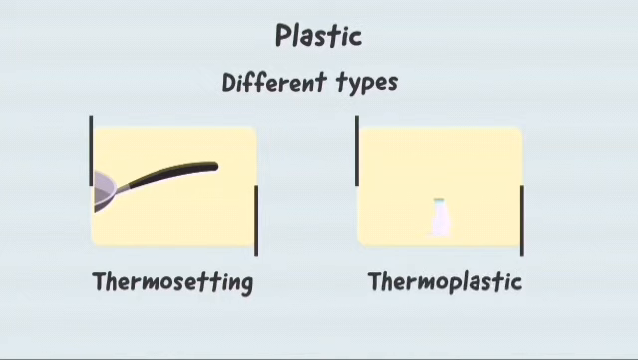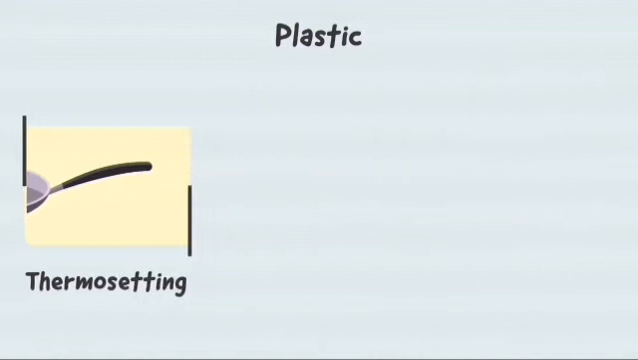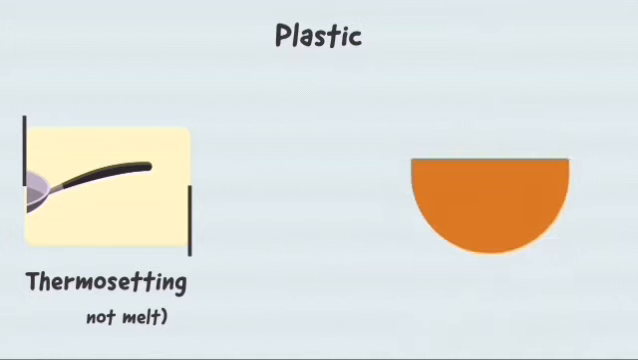Looking at their behavior towards heat, can you tell me the basic difference between the two? That's correct. Thermosetting plastics are those which do not melt on heating. While manufacturing the particular article, when the plastic is casted into molds, it takes up the form permanently. It cannot be remolded later.